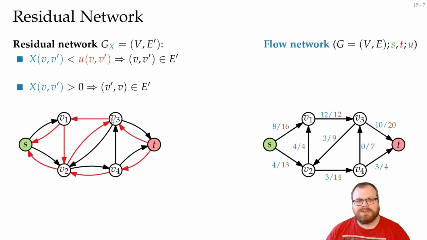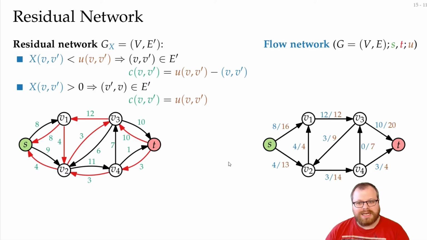For these we will use different capacities. For the black edges, the capacity will be exactly the difference between the capacity here and the flow here. So this gets an 8, this gets a 9, and so on. And for the red edges, we take as capacity exactly the flow that we have here. So this is also an 8, but this is a 4, this is a 12, this here is a 3, and so on.